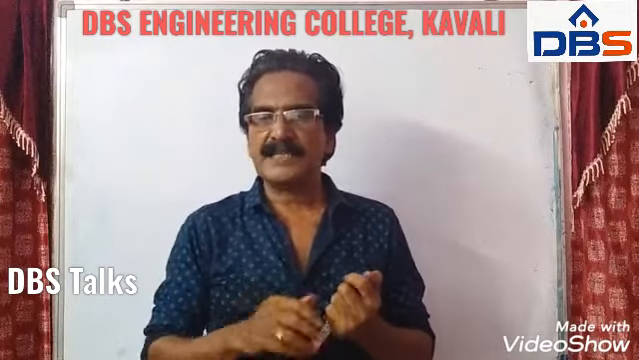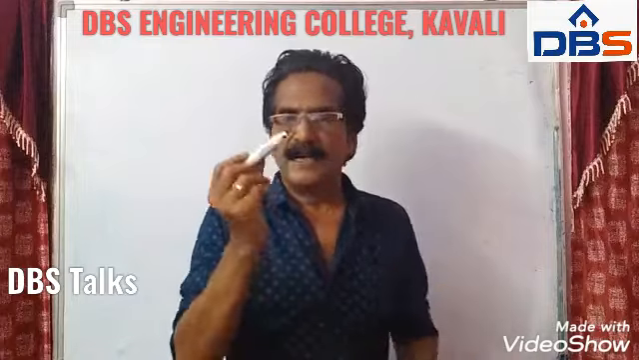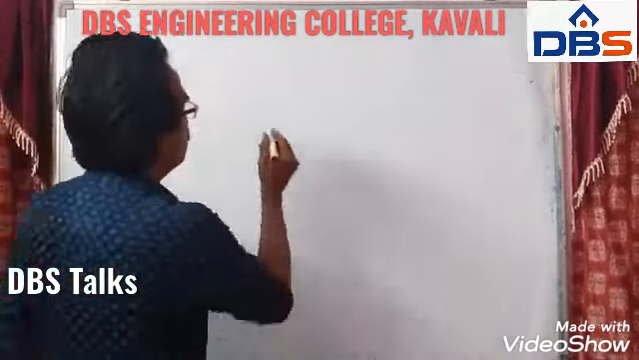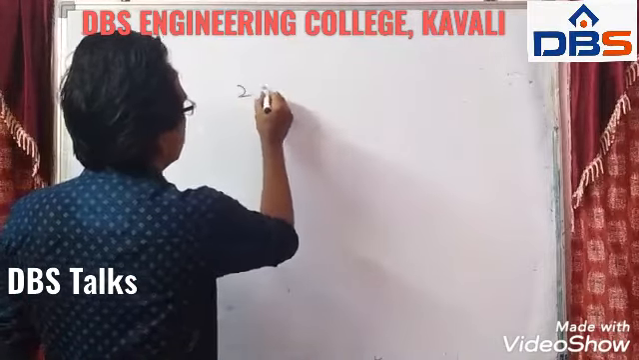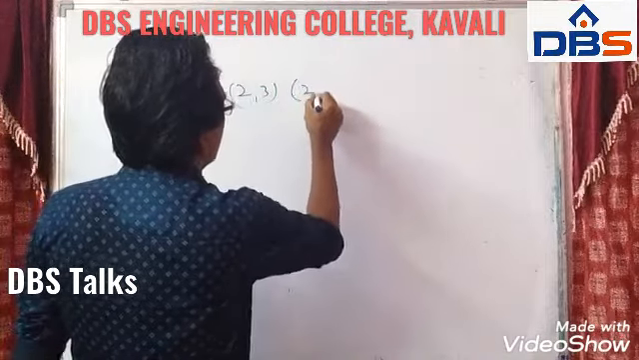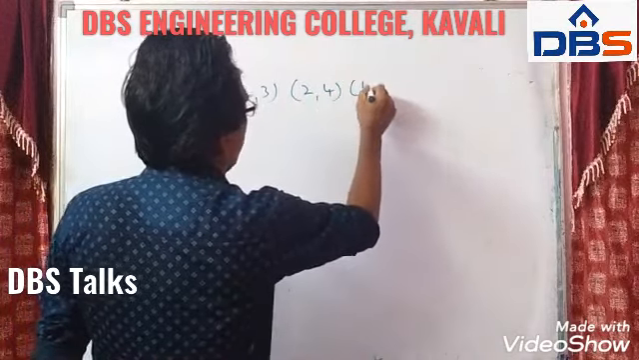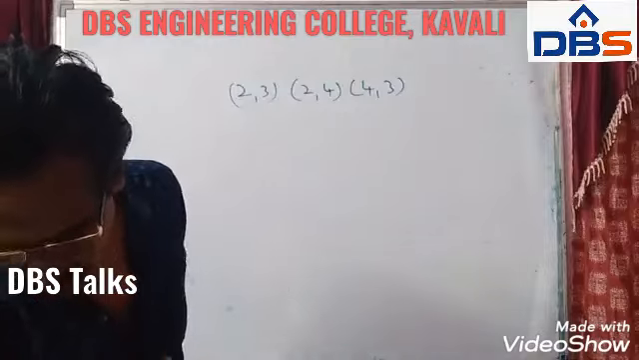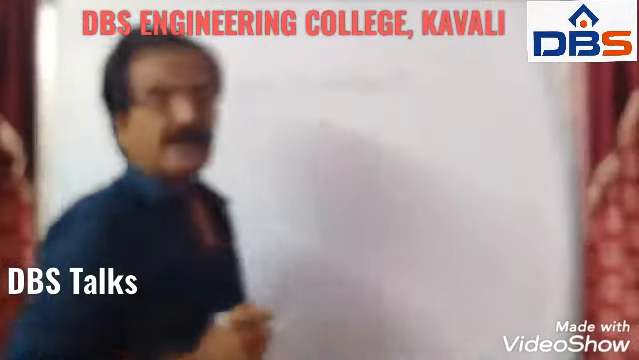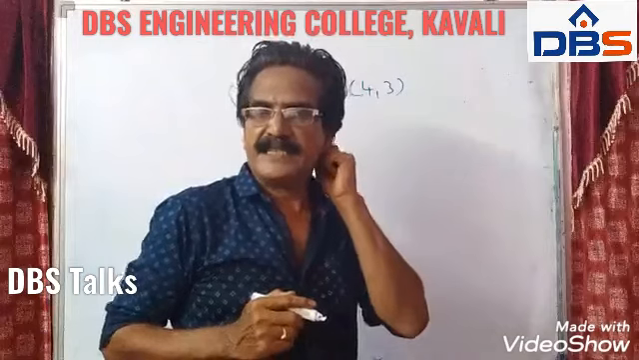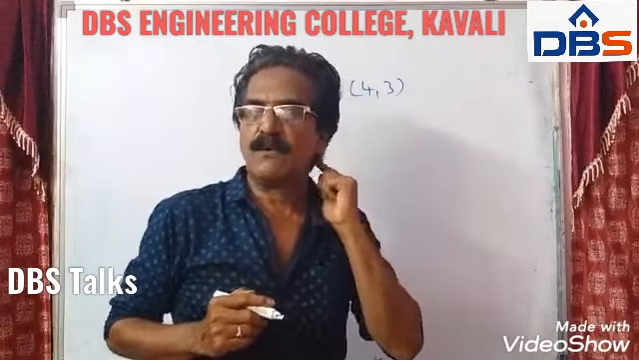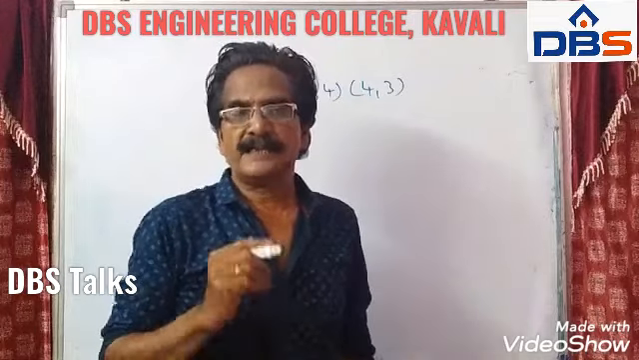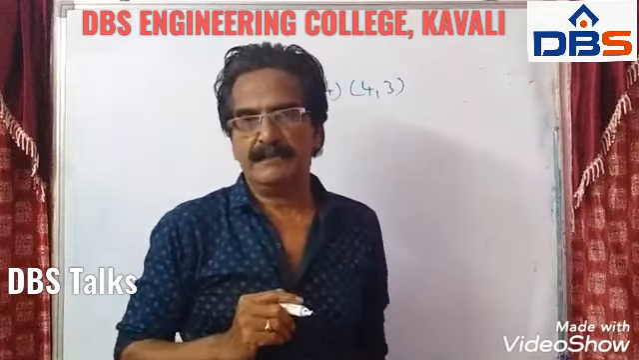If the given coordinates form a right angle triangle, I will tell you a small example: (2, 3), (2, 4), and (4, 3). These are the given coordinates, friends. These three coordinates form a right angle triangle.